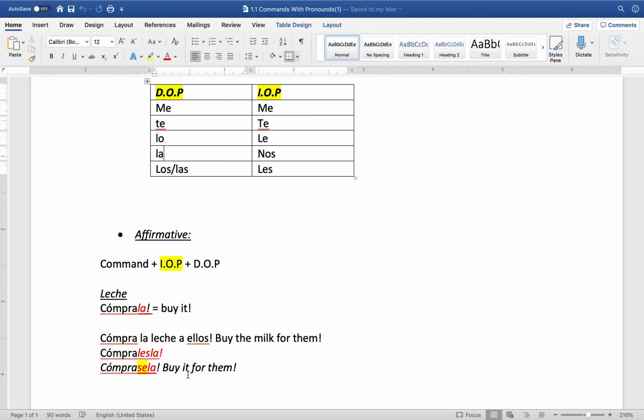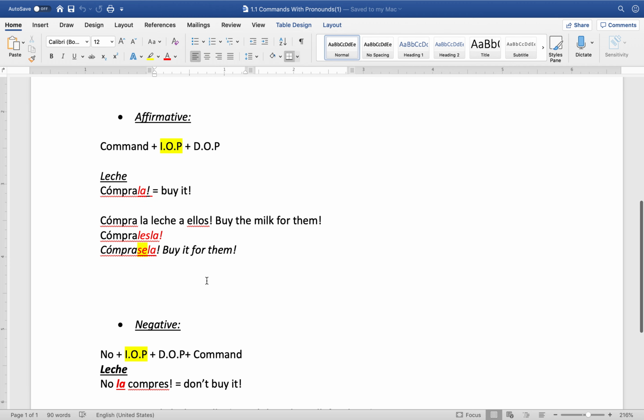Again, in English, the direct comes first and the indirect second, which in Spanish is the other way. The indirect comes first and then the direct comes second. Negative. When the command is negative, this is the formula: no plus indirect plus direct plus command.